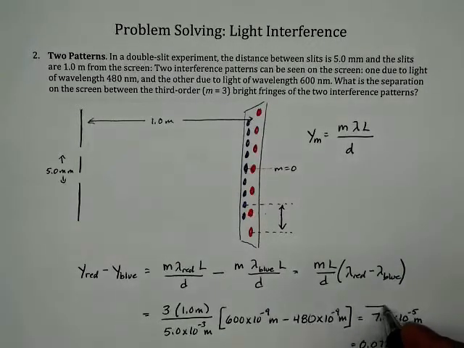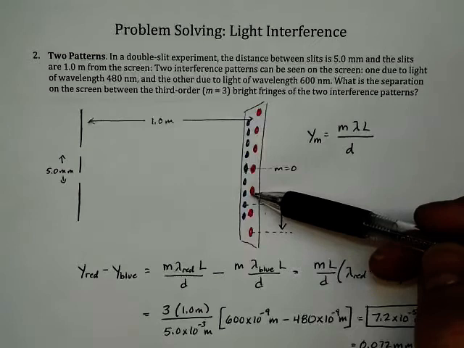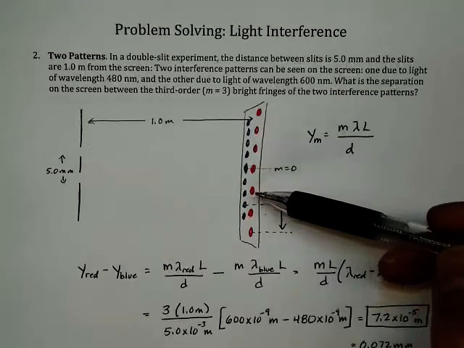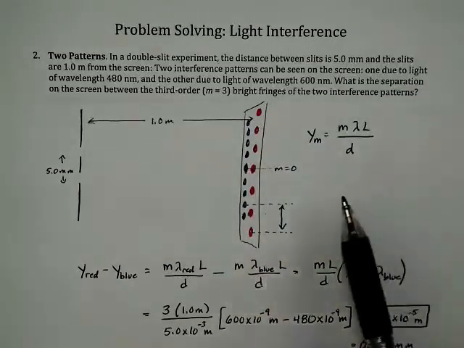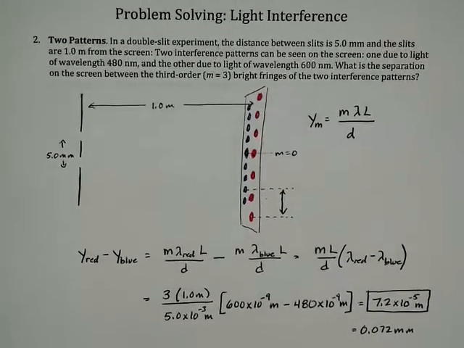So a very small distance that we're talking about here, and it might be hard experimentally to actually visually observe that. One way you could make that more apparent is pulling this screen further back from the slits, which would increase this separation distance when you do so.